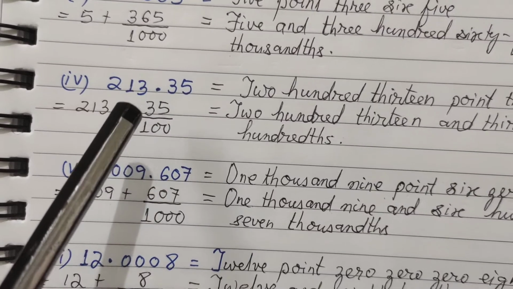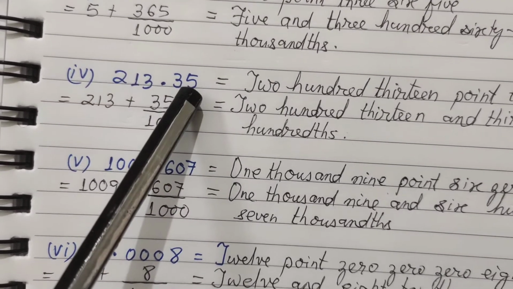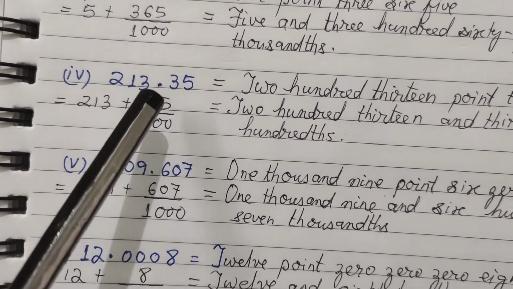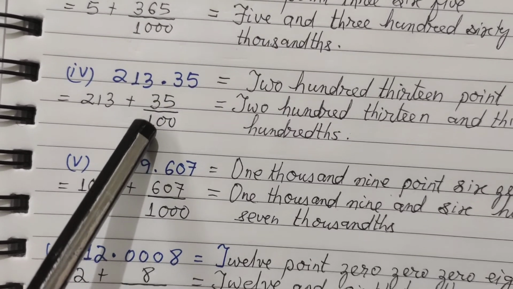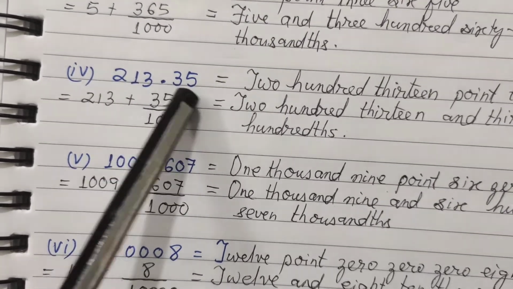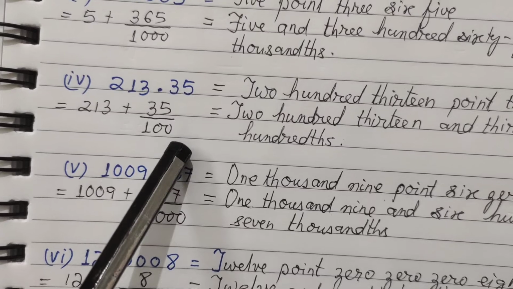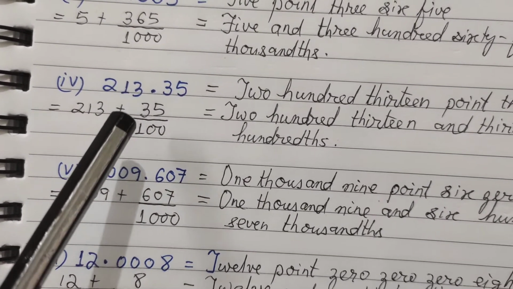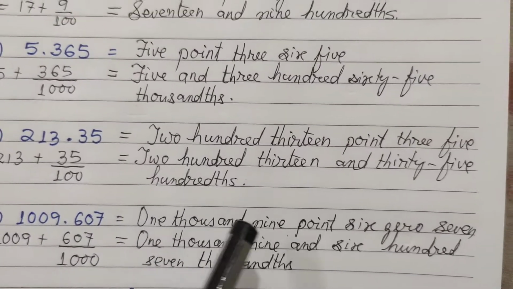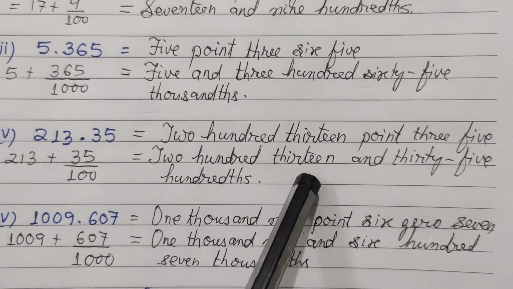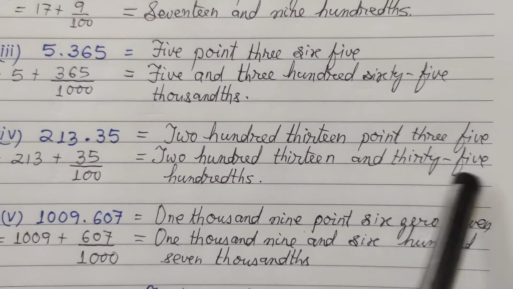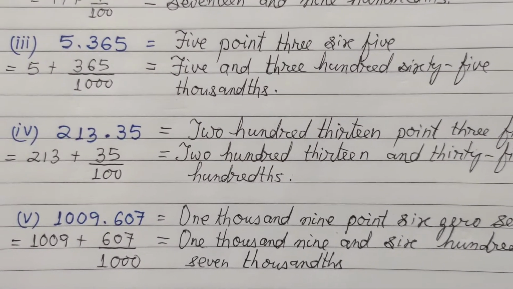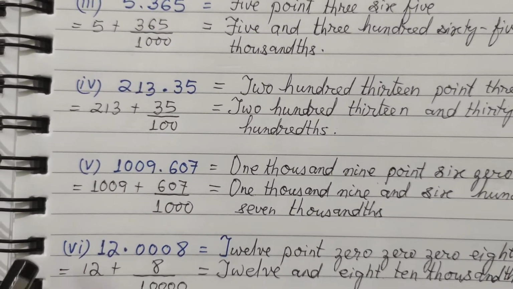0.35, after point you have 35. So 35 is in our numerator. Point is our 1 in the denominator, and after point how many digits? 2 digits, so 2 zeros. So 35 by 100 is written as 35 hundredths. So here 213 and 35 hundredths. This is the second way of writing.